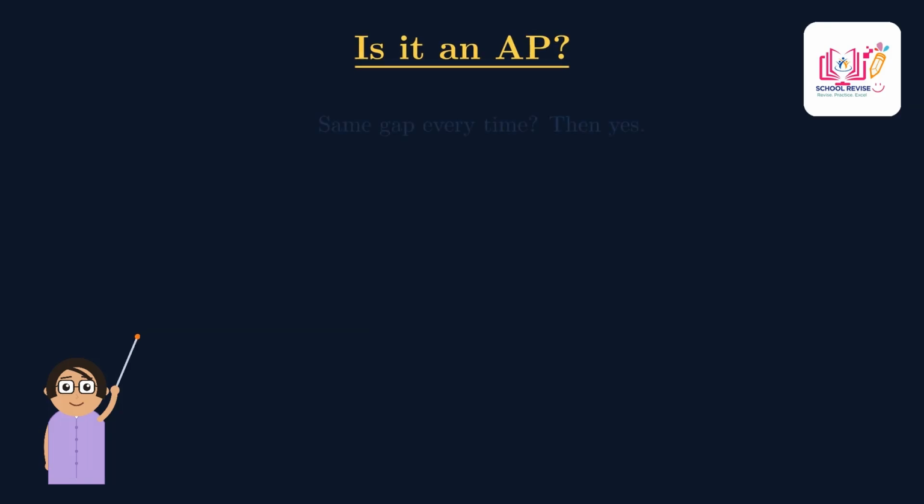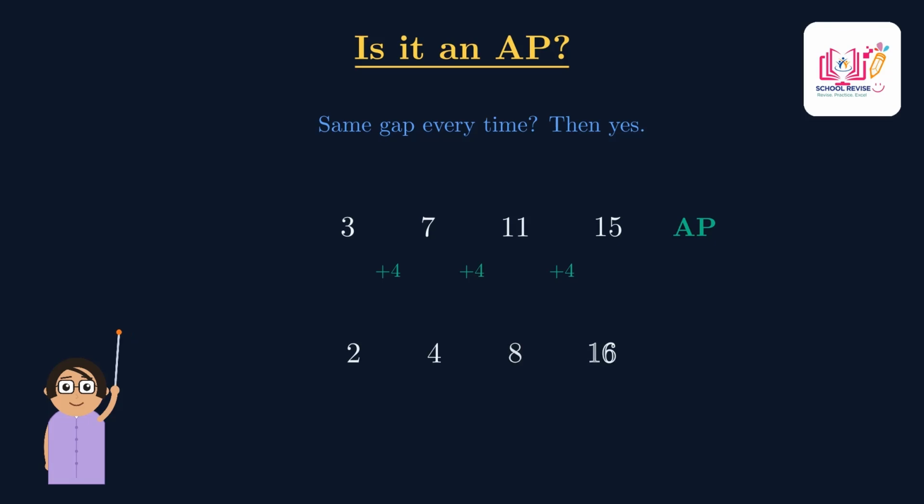How do you check if a list is an arithmetic progression? Simple. Find the gap between each pair of neighbors. If that gap is the same every time, it is an AP. Take 3, 7, 11, 15. The gaps are 4, 4, 4. Same every time. So, yes. Now take 2, 4, 8, 16. The gaps are 2, 4, 8. They keep changing. So this one is not an AP.